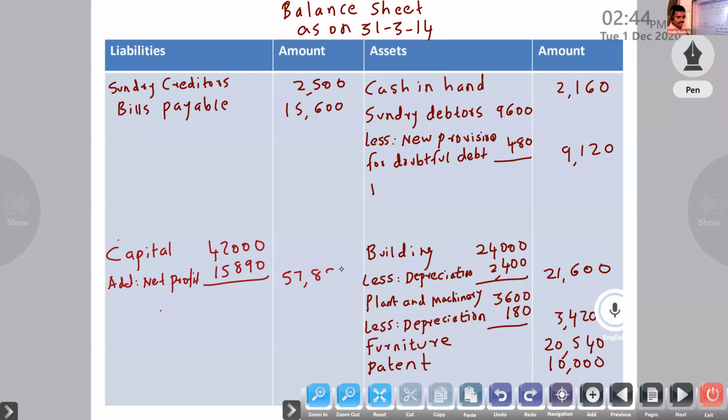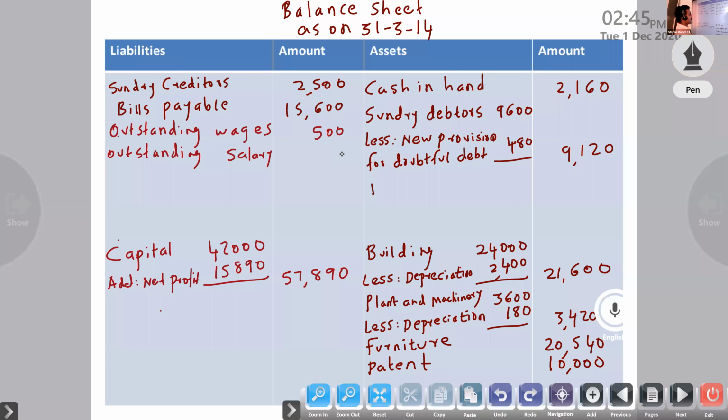Now we will look at each adjustment. First, provision for doubtful debt, already we wrote. Outstanding wages, where will it come? Annette, outstanding wages, where? Liabilities. Yes, outstanding wages and the outstanding salary. Outstanding wages 500. Outstanding salary 350.